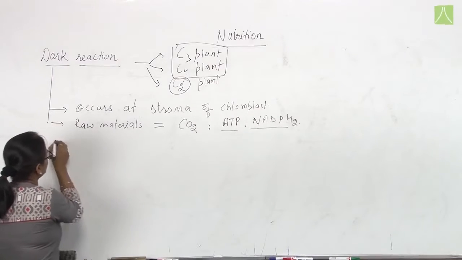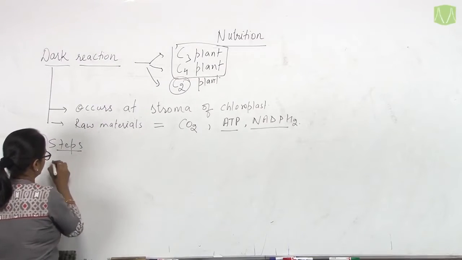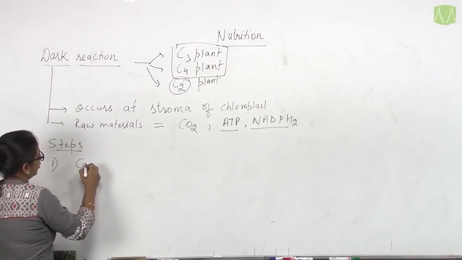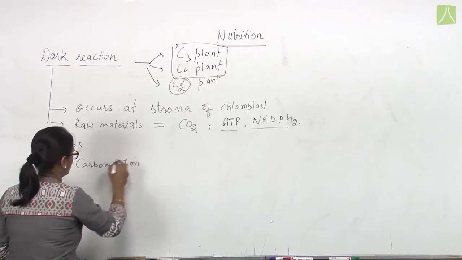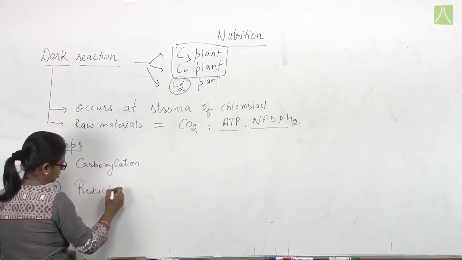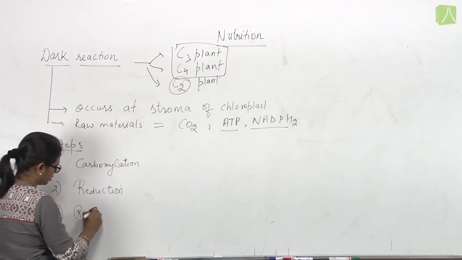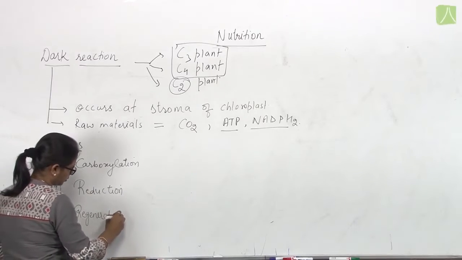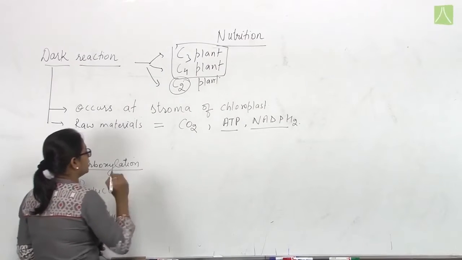Now this dark reaction has three main steps. First, carboxylation. Second, reduction. And the third is regeneration. Okay. Now what do we mean by carboxylation?